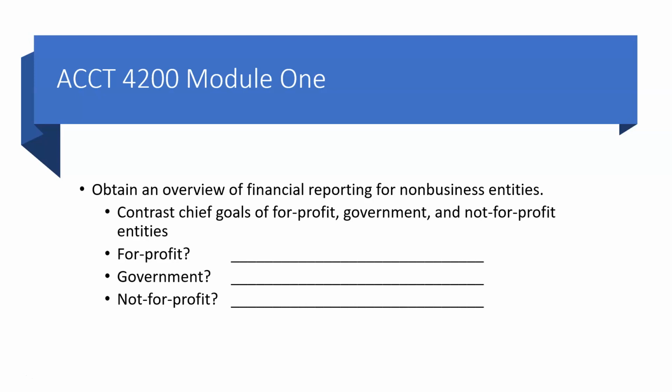What I'd rather call them is, we've got for-profit businesses, we've got government, and we have not-for-profit businesses. All three different types of organizations are businesses. It's just they don't all operate to earn a profit or a return on investment, at least in the traditional sense. So we want to contrast the chief goals of the private for-profit, the government, and the not-for-profit organizations.